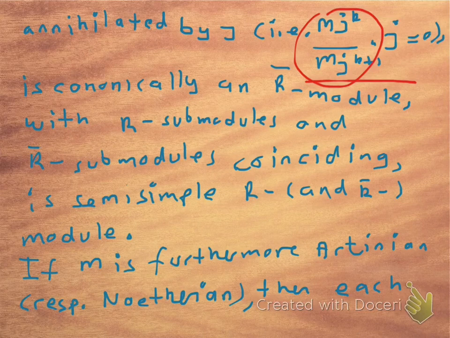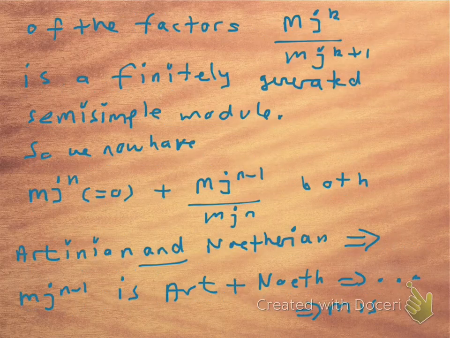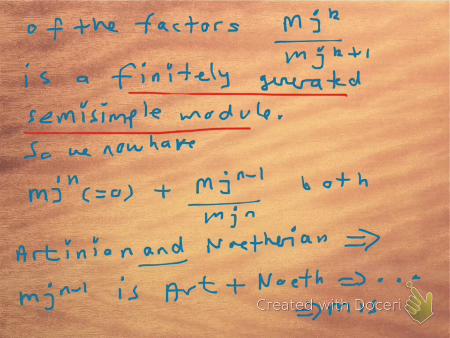Now, how does Artinianity and Noetherianity factor into this? If M is any one of these two things, Artinian or Noetherian, I say respectively, but just pick any one of your choice. Then this means each factor, MJ to the k over MJ to the k plus 1, is a finitely generated semisimple module. We have already established that it is semisimple. Now we are saying it's finitely generated because any of the conditions, Artinian or Noetherian, implies on a semisimple ring finite generation.